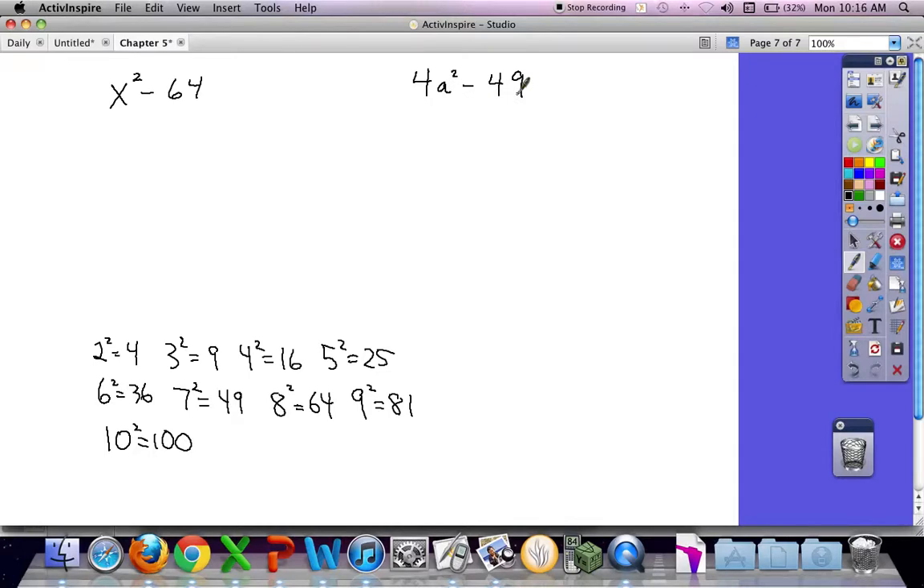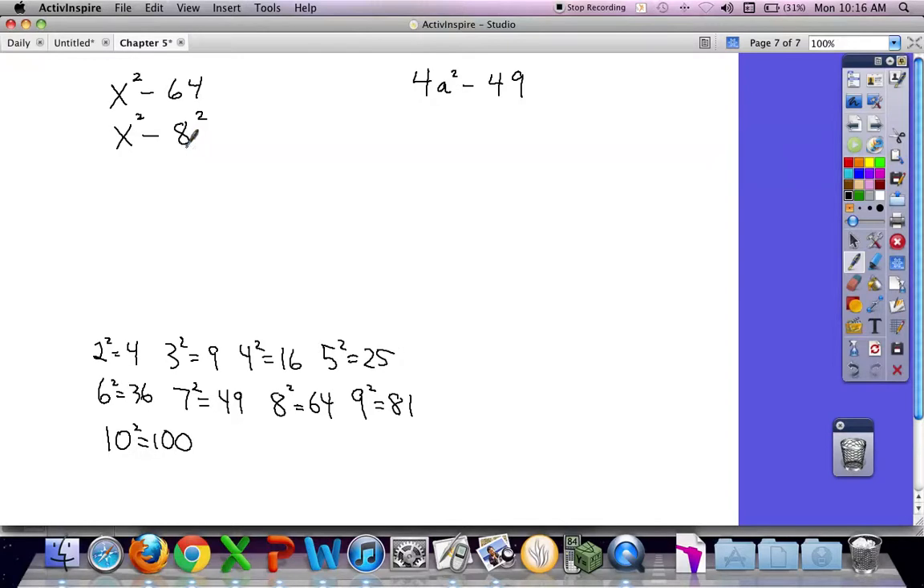In this case, the first term is already being written as a square, x squared. The second term is not. I don't see this as a number squared. But looking at my list, in fact, 64 equals 8 squared. So let me replace the 64 with 8 squared. So now this is literally the difference, the subtraction of two things that are being squared.